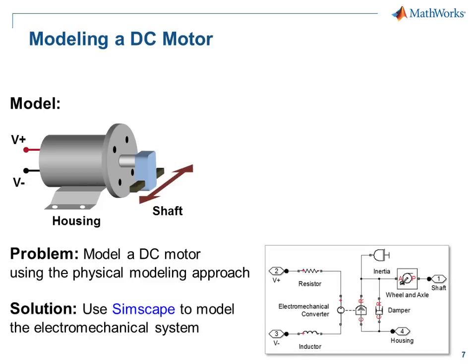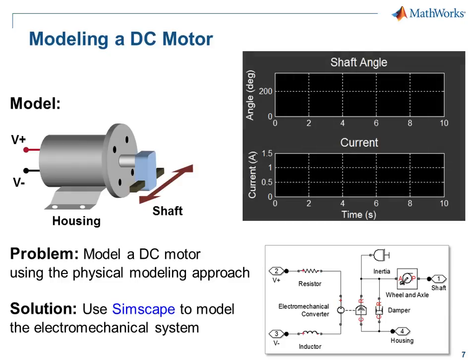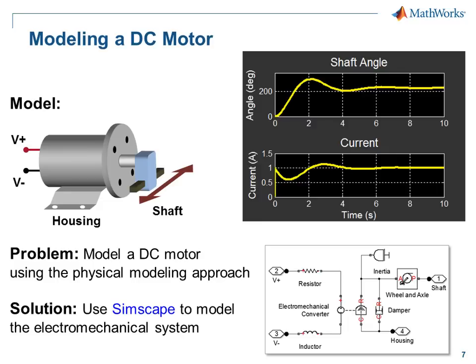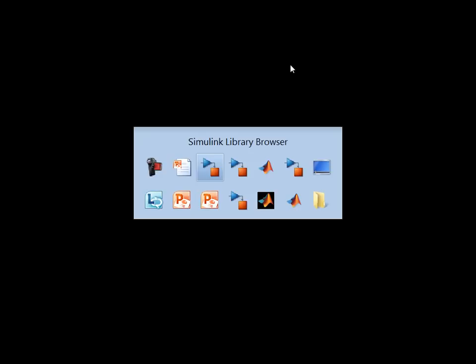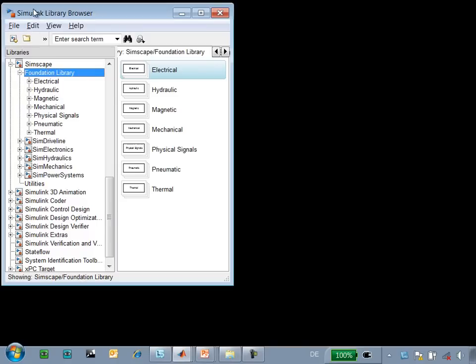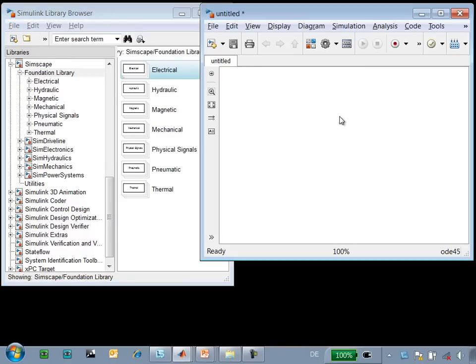The model we build will look like this, where we can see electrical and mechanical components connected using physical connections. And we'll see, when we run the simulation, the results from the mechanical and electrical portions of our system. I'll now switch over to the model so you can see how this is done. Simscape can be found in the Simulink library browser. We'll build our DC motor model in this empty Simulink window.